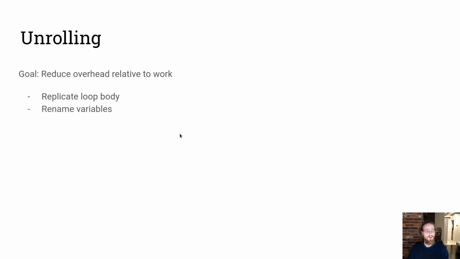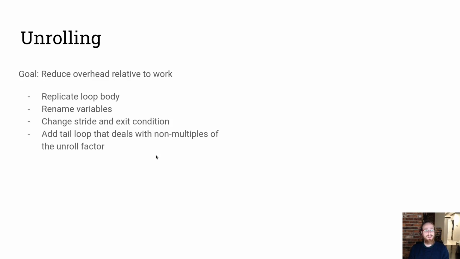So one strategy for that is unrolling. Unrolling has the goal of reducing overhead relative to work. We will replicate the loop body by a factor. So if I unroll by a factor of 4, I will have introduced 4 copies of the loop body. To do so, I will rename my variables, and I have to change the stride. Each loop iteration will now do 4 steps, and I also need to change my exit condition because of that. And I need to deal with the tail of the loop.